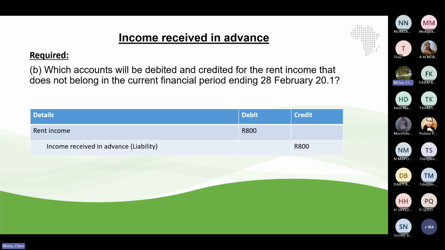Therefore, remember, our rental income is the money that we receive, so we have to reduce it, hence we debit it. And we're going to credit income received in advance, which is a liability. Remember, we haven't provided the services yet. Only in the next financial year will we say we had a tenant for March.